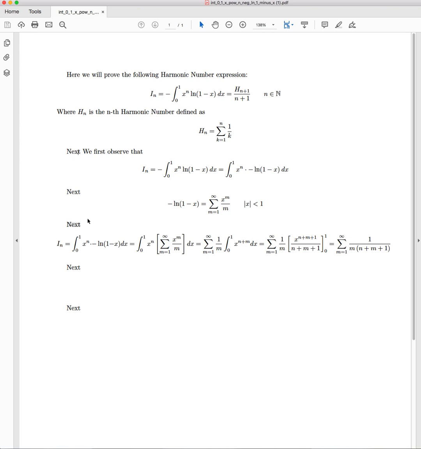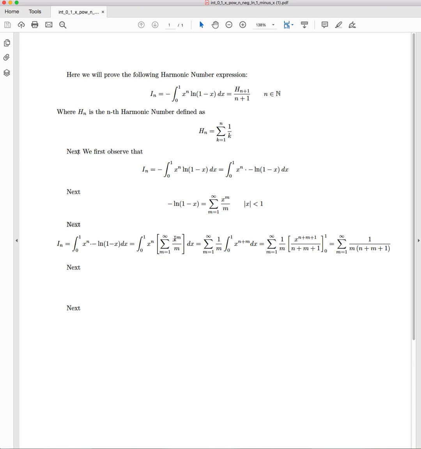Okay, so all we're going to do is plug that into our integrand. So I have m, as we had before, the integral from 0 to 1 of x to the n times negative ln of 1 minus x dx, which is equal to the integral from 0 to 1 of x to the n, and as you can see here, we've just replaced it with its Maclaurin series representation, the series from m equals 1 to infinity of x to the power of m divided by m, dx.